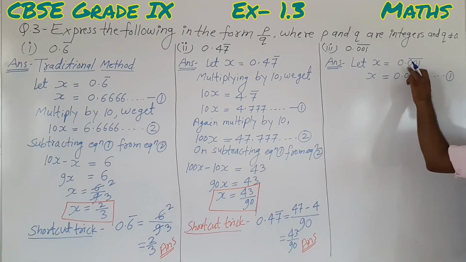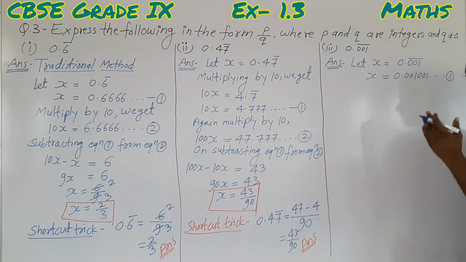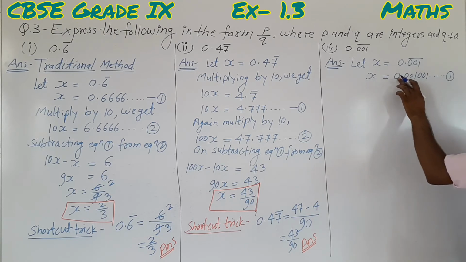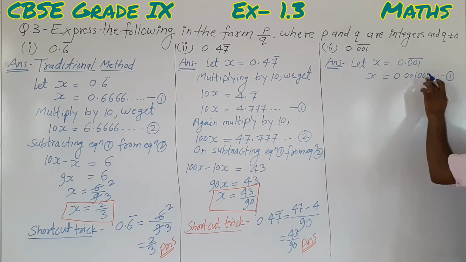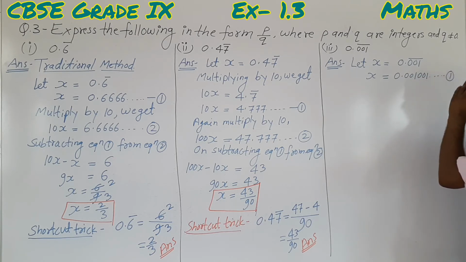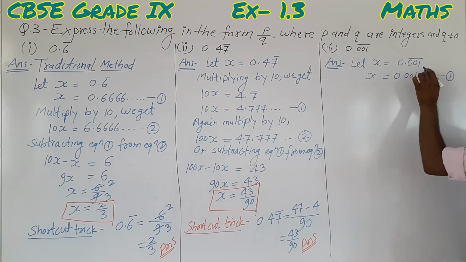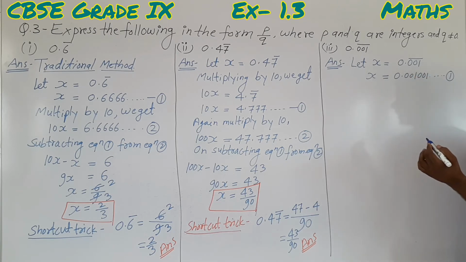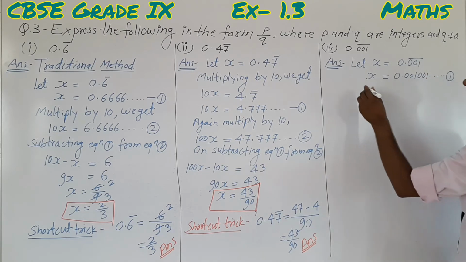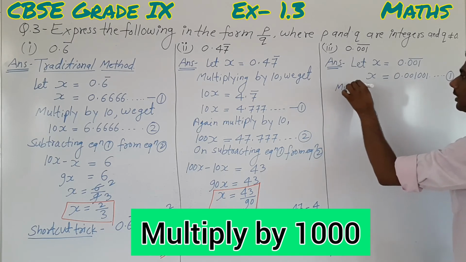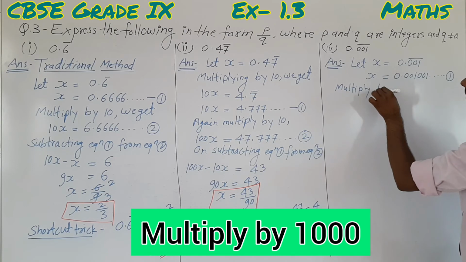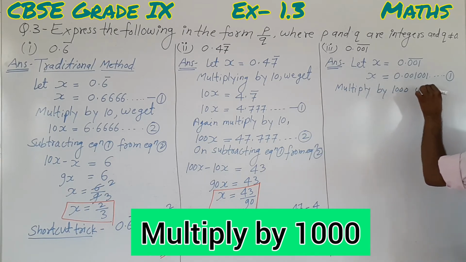Here 3 digits are recurring, means 3 digits having a bar, means 3 digits is repeating. We can write x equal to 0.001, 001, 001 and so on. Now here 3 digits are recurring, then you multiply by 1000. If 2 digits are repeating, then multiply by 100. If 3 digits recurring, then multiply by 1000. Multiply by 1000.